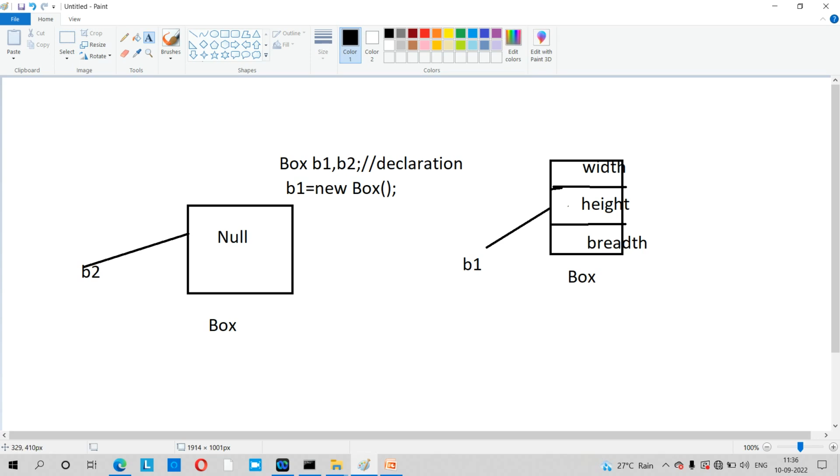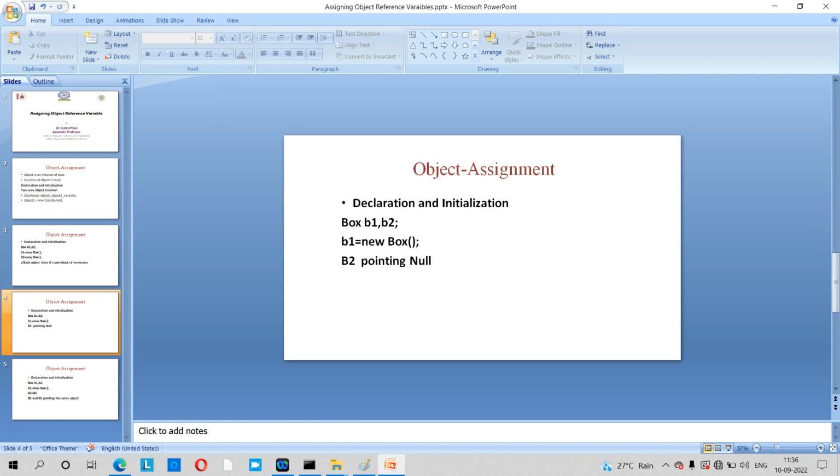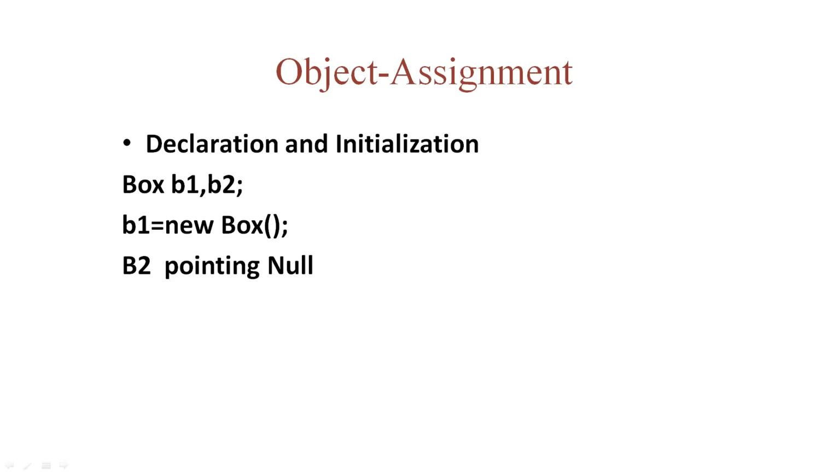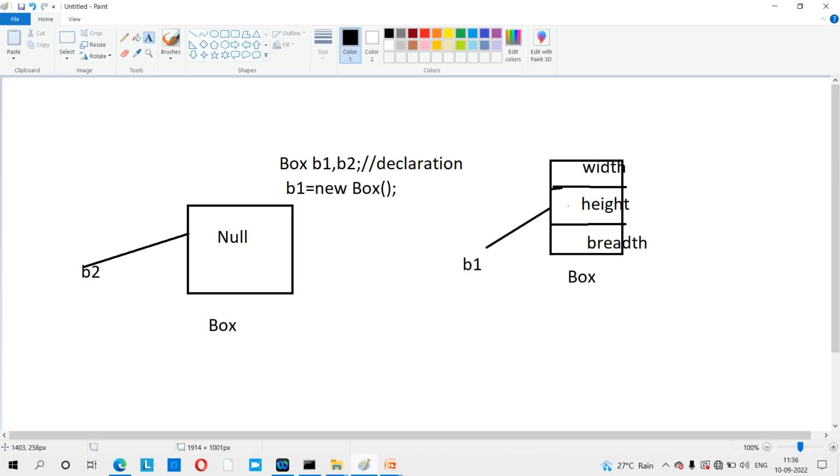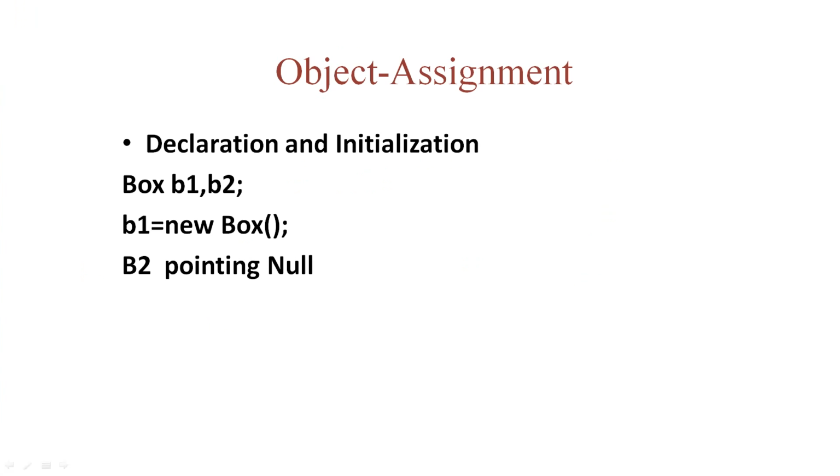And still b2 is pointing to the null object only, because we didn't create any memory, just declared; the declaration is completed. So b2 is still pointing to the null object. Consider this scenario: Box b1 and b2, b1 equal to new Box. b1 is pointing to the memory of the box class with all three variables, and b2 is pointing to the null object. So this is the scenario.